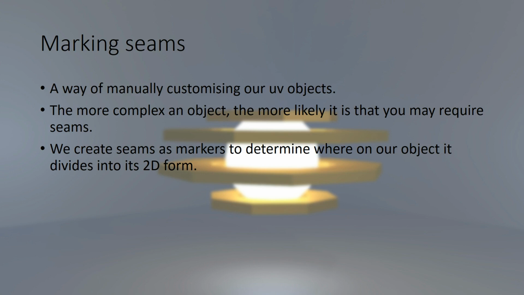In this lecture, we're going to be looking at the process of marking seams. This is a way of manually customizing our UV object by inserting seams into it. The more complex an object is, the more likely it is that you may require seams. We can create seams to use as markers to determine where on our object it divides into its 2D form. So let's create some seams for our basic objects.